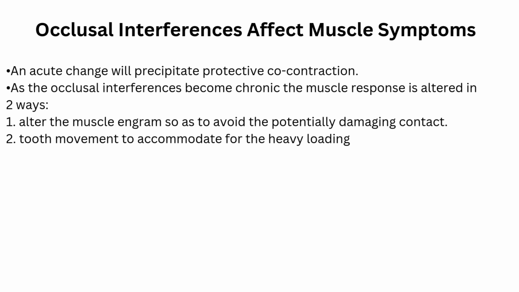Now this is a small thing, right, but it will cause a major change because it will cause protective co-contraction in the muscles, okay, which will result in altering the movements of the muscles to prevent potential damage, and also will cause tooth movement to accommodate for a heavy loading. Okay, so this is one of the examples of the occlusal interference.